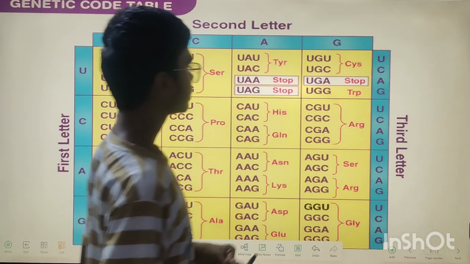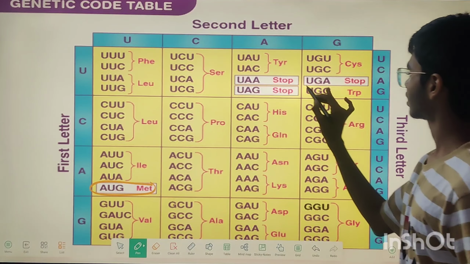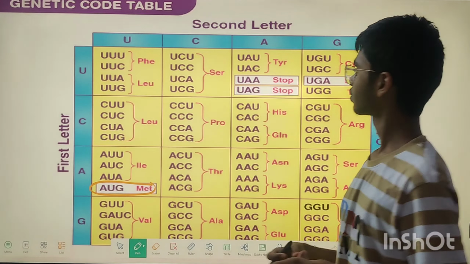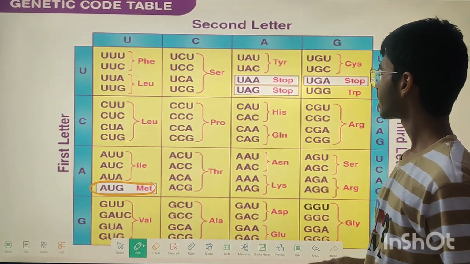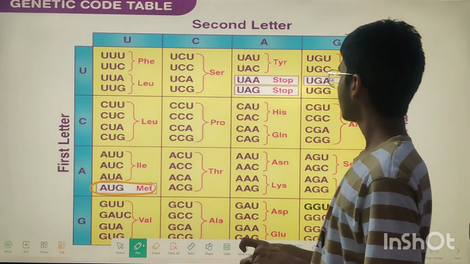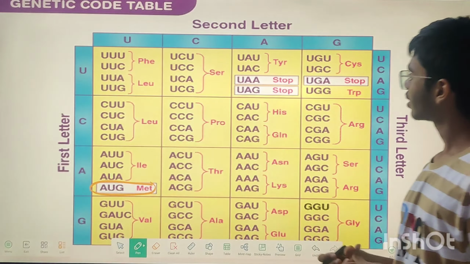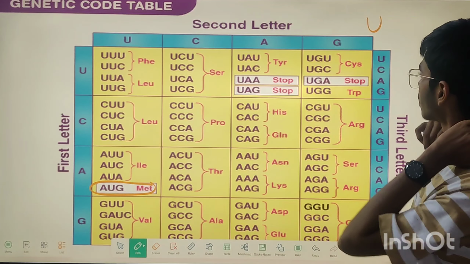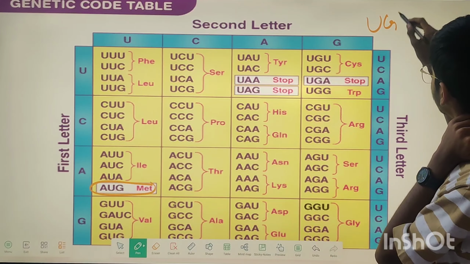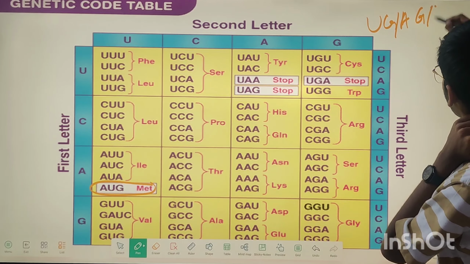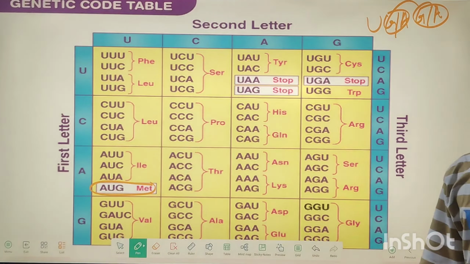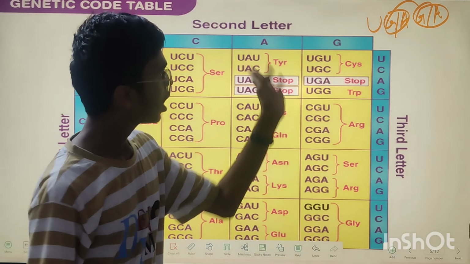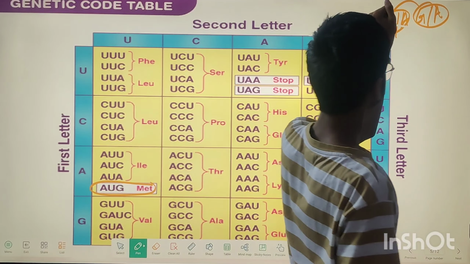Then there are these three stop codons. They have even marked them for us. UAA, UAG, then UGA. The first letter has to be U. The second letter should be A. The third letter should be G. Which means the first letter should definitely be U. The second letter can be G or A, and the same applies for the third letter. Wow, very easy, right?